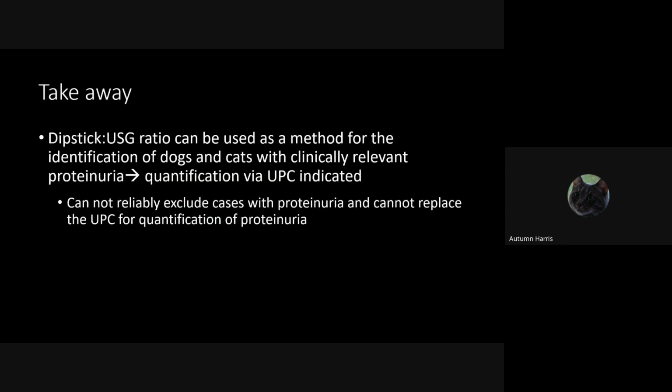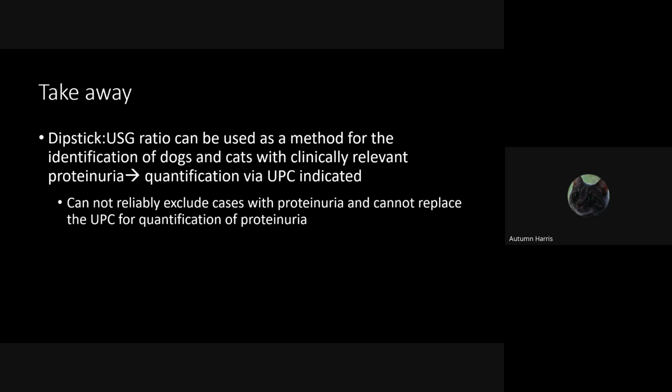But really what I took away from this is that the dipstick USG ratio could be used as a method for identification of dogs and cats with clinically relevant proteinuria, indicating that you should have a quantification via UPC. It could not reliably exclude patients with proteinuria, and it cannot replace the UPC for quantification of proteinuria.